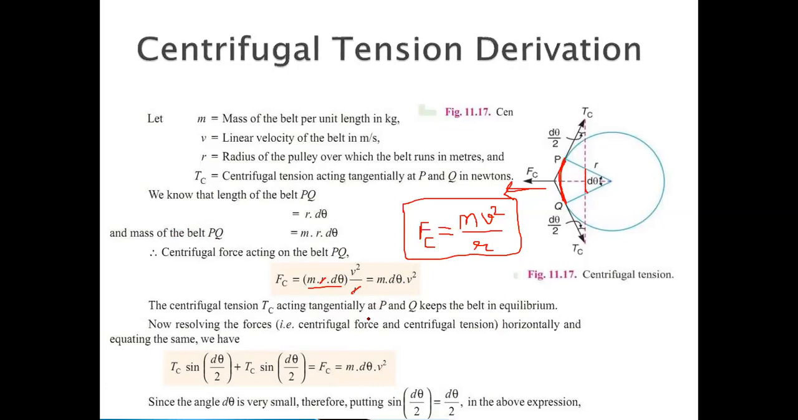Now resolving the forces horizontally and equating the same, we have Tc sine d theta by 2, here also Tc sine d theta by 2, is equal to Fc. The angle d theta is very small, as in the previous theory. So we are going to take sine d theta by 2 equal to d theta by 2. So we have 2 times Tc into d theta by 2. So we have Tc into d theta equal to Fc, which is m d theta v square.